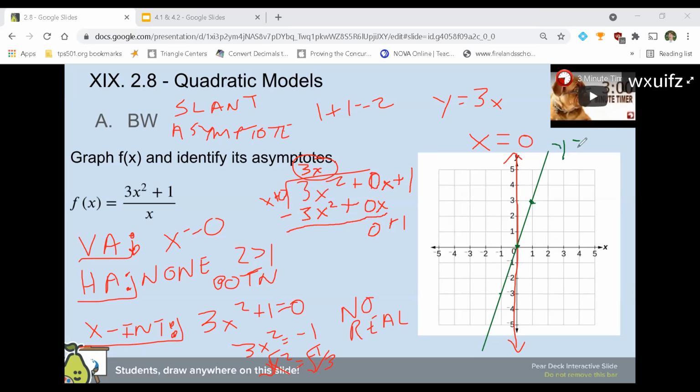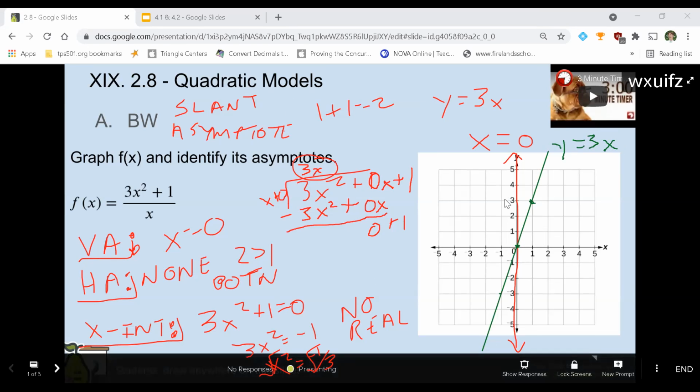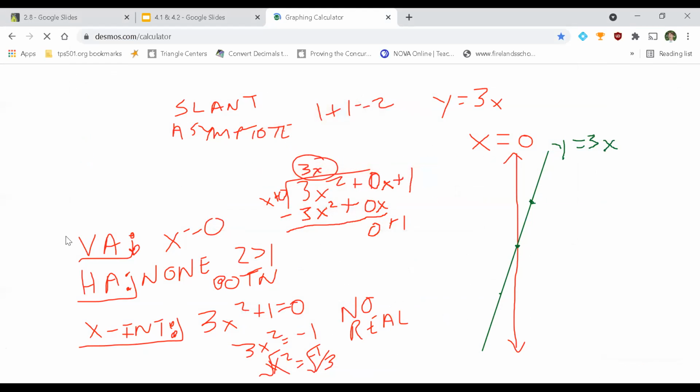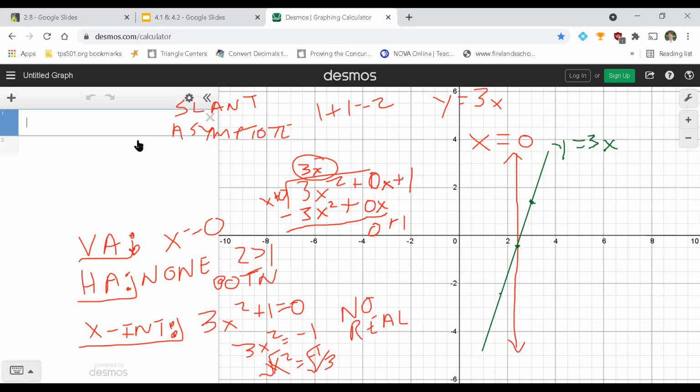Here's the line y equals 3x. Okay, and then after all of that, you would do test points between where this critical stuff happens and then plot those points. Or in reality, I'm sure I probably said this, you would just graph it, right?